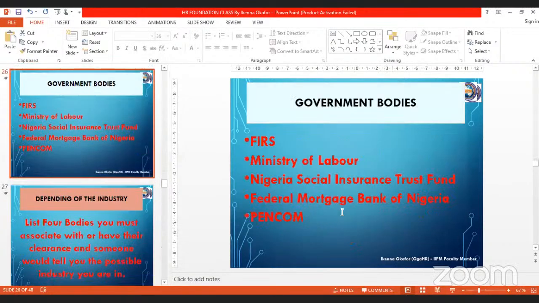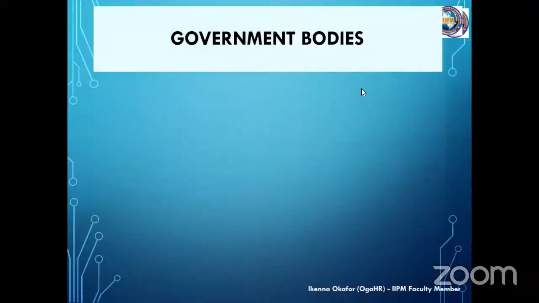I must have typed it already in the chat room, so you can copy and paste again since I just rejoined. I want to believe you've typed it. The government bodies regulating the activities of your company, four of them, please ensure that it's in one message, one chat as you are sending it. The four key government bodies regulating your organization. Somebody will make an attempt.